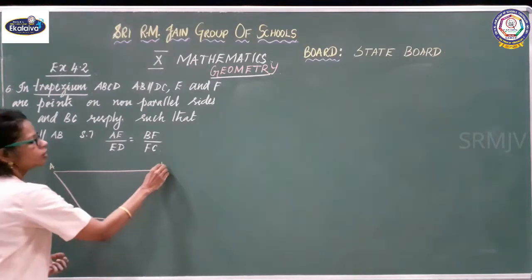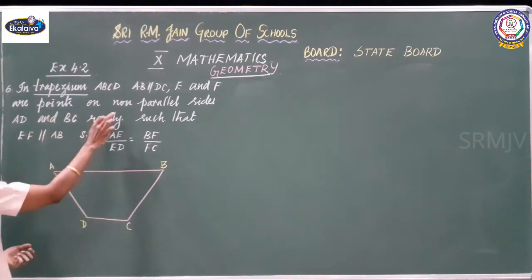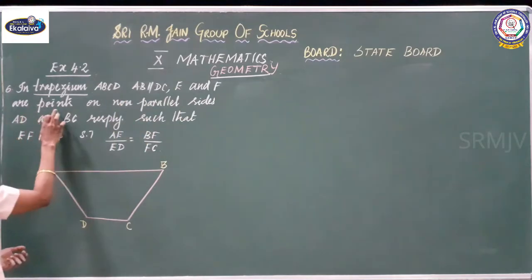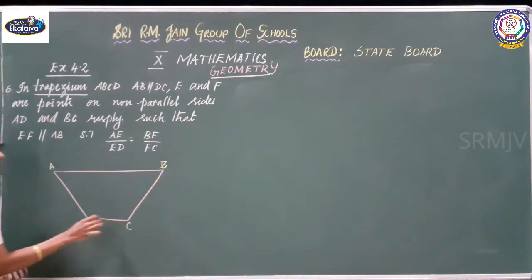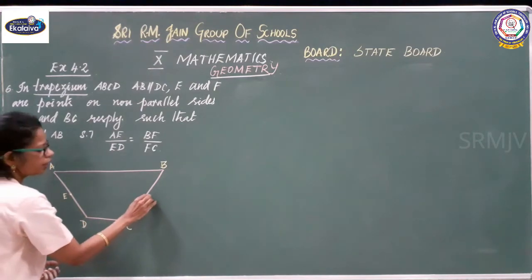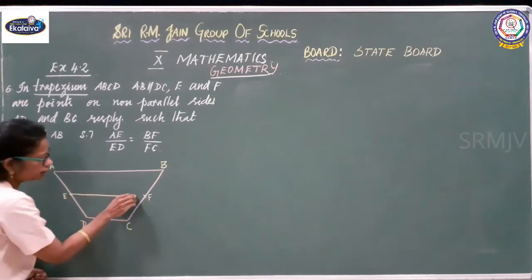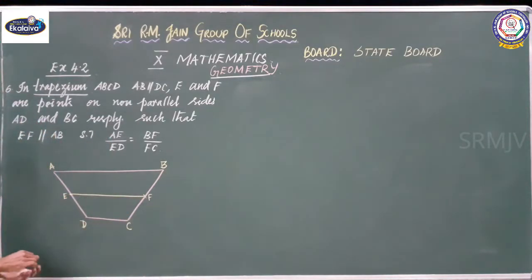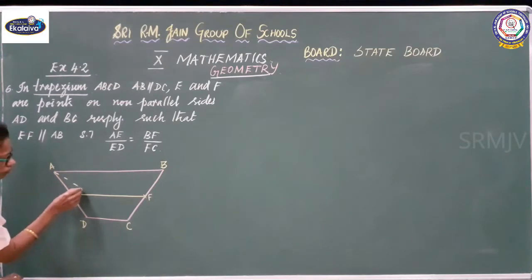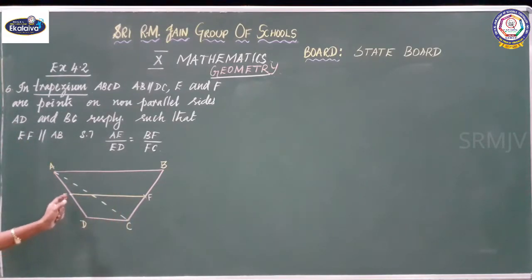A, B, C, D, and then E and F are points on the non-parallel sides AD and BC. You have to join them, right? Now you are going to connect the diagonal AC. Now you are getting a triangle.